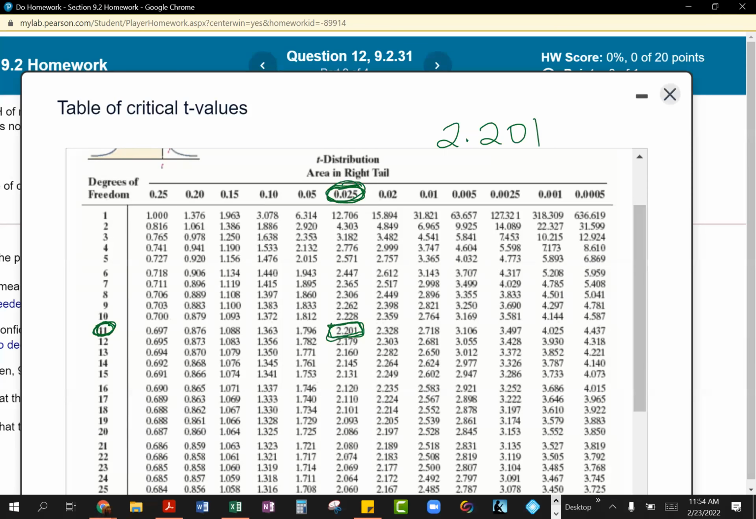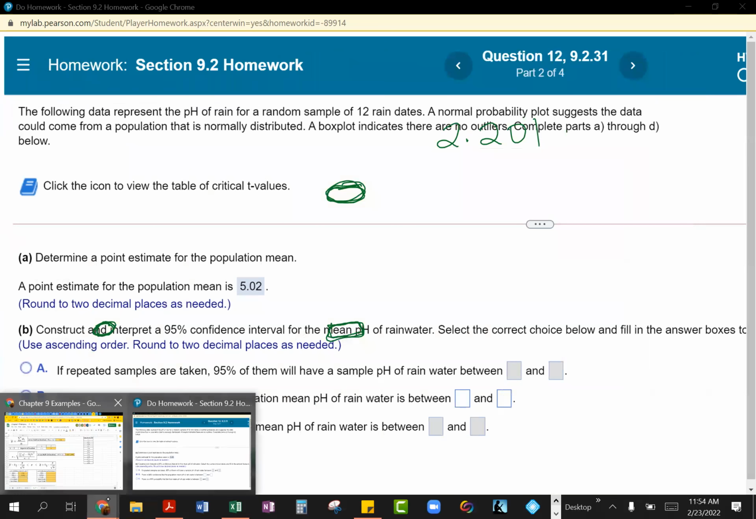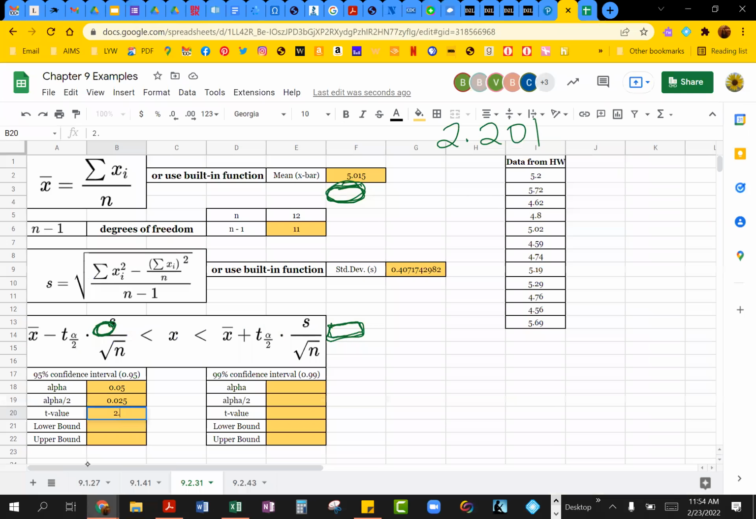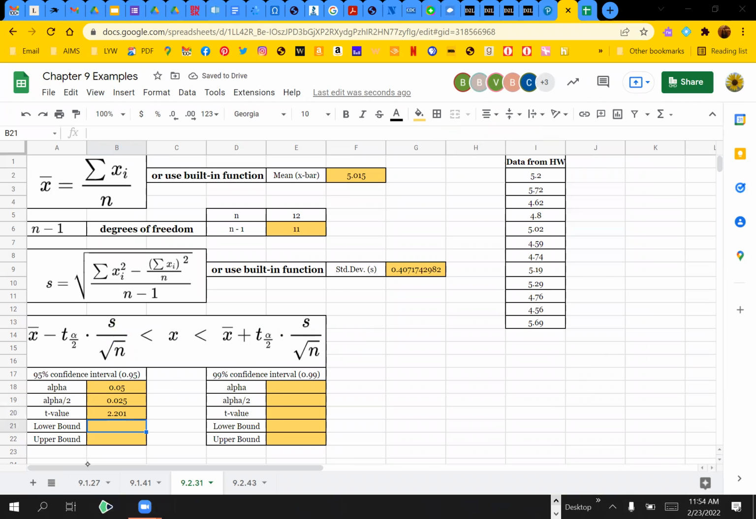So 2.201, let's close this. 2.201. And now we can go ahead and clear this out. All righty, so you can see we've got everything we need to be able to calculate our lower bound and upper bound.